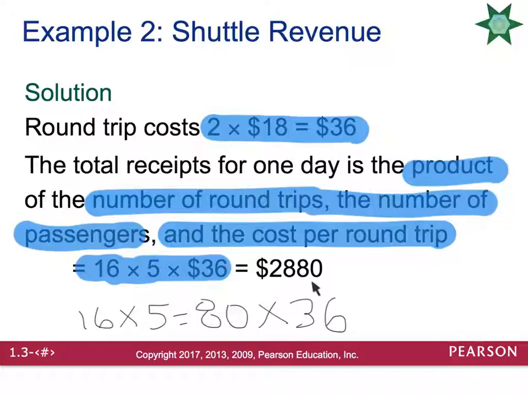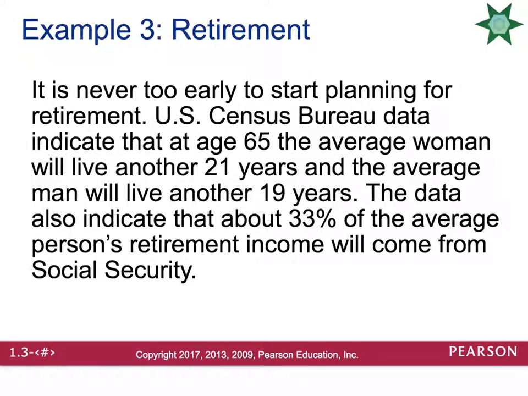So we can actually do this mentally. You could use a calculator here, but I'm just showing you how we could do this using mental math. Okay. So that would be the total receipts for the day based on 16 round trips, 5 passengers per round trip, $36 they pay for each round trip. Okay, we're multiplying.